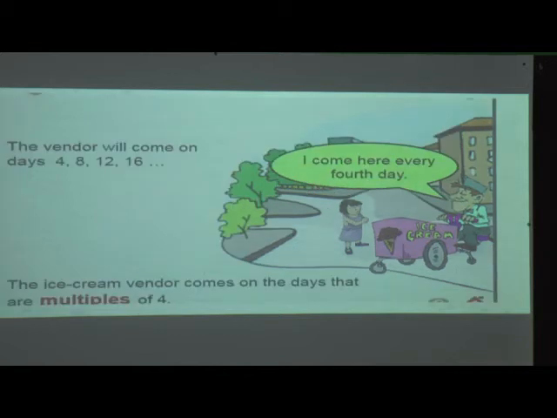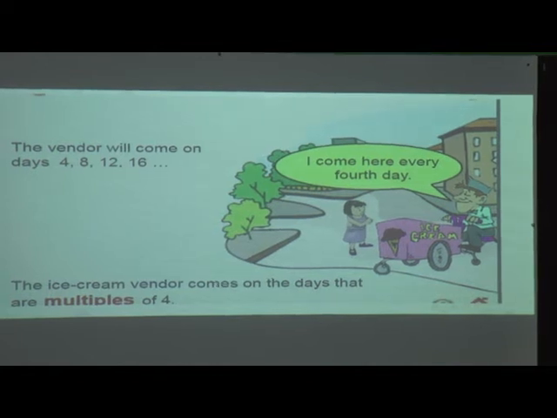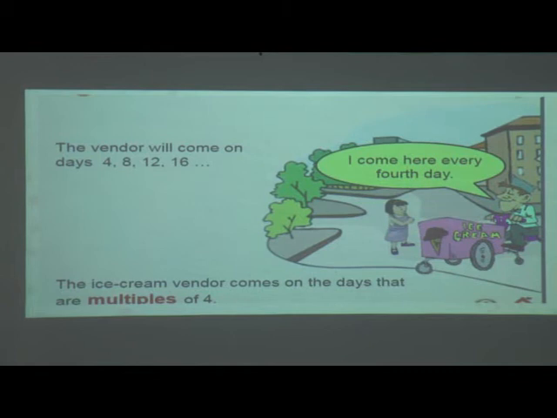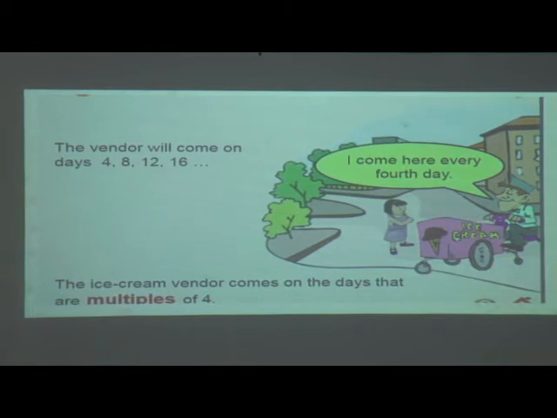Then the vendor replied, I come here on every 4th day. He is saying that he comes on every 4th day. So students, can you tell me on which day he will come? Yes, the vendor will come on every 4th day, 8th day, 12th day and 16th day. As he is coming every 4th day, the ice cream vendor comes on the days that are multiples of 4.